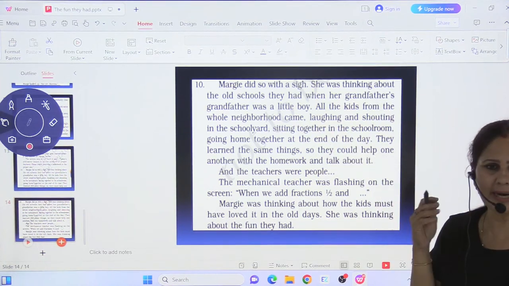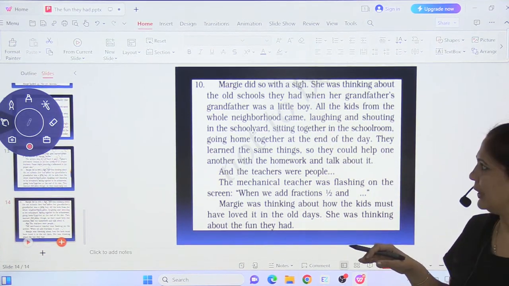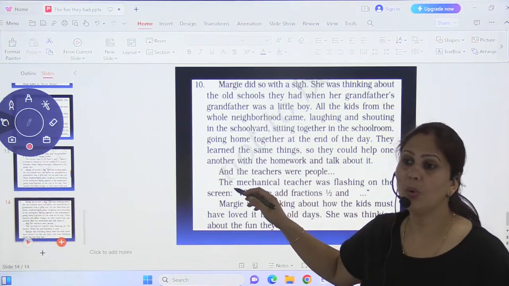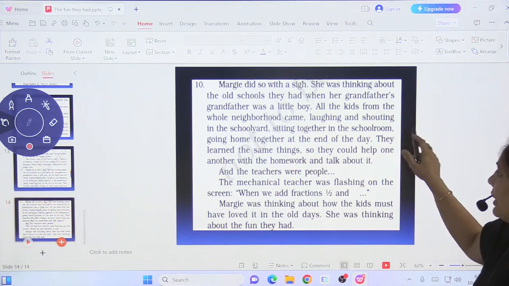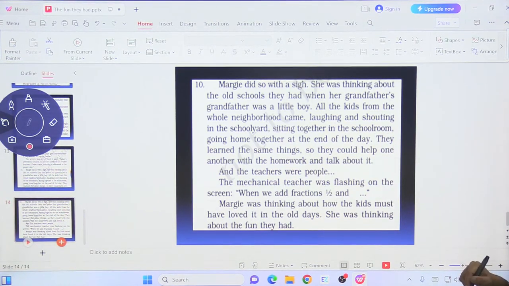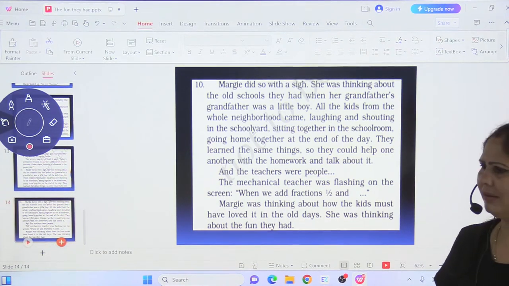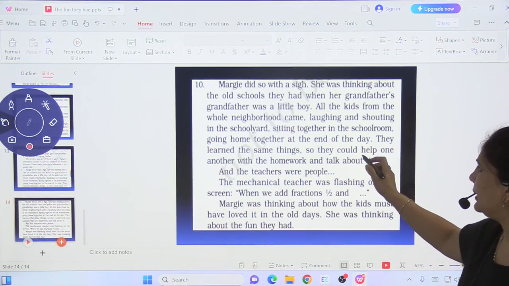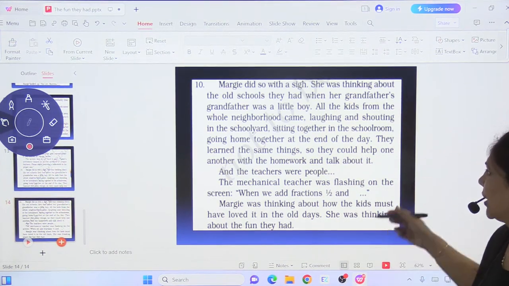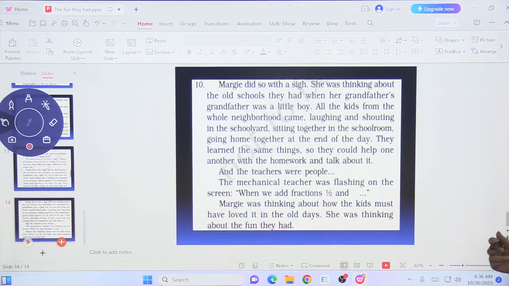Now her mind was distracted, she was not able to study that day because she was thinking about the old kind of school they had when her grandfather's grandfather was a little boy. She was thinking how much fun they would have when all the children living in the same neighborhood would go laughing and shouting in the schoolyard, sitting together, learning, eating together. And at the end of the day, they would come home together. They learned the same thing so they could help one another with the homework and talk about it.